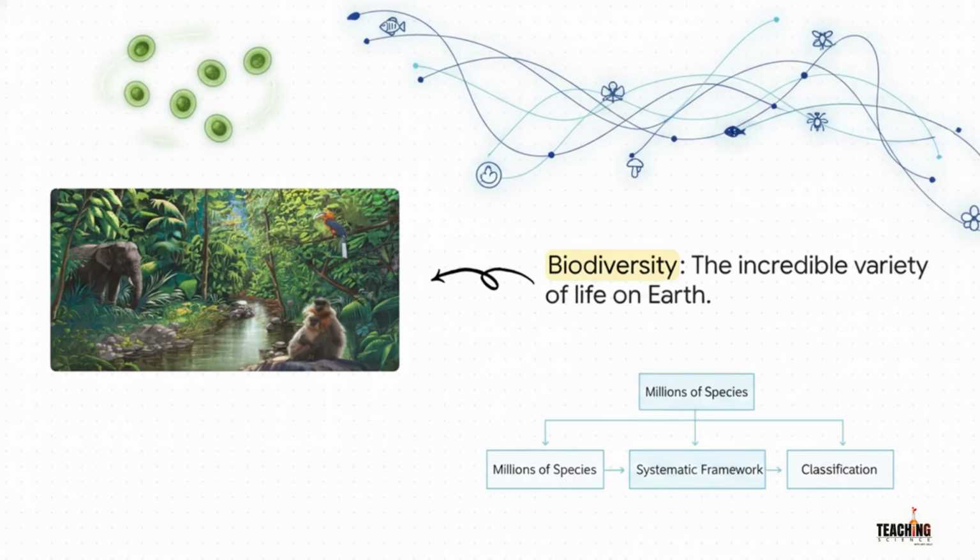This immense, mind-boggling variety is what we call biodiversity. And every single organism plays a very specific role in keeping nature stable. But to study such a massive, delicate web of millions of species, scientists really need a systematic framework. We have to group them based on their similarities and differences so we can figure out their evolutionary relationships. This whole scientific grouping process is what we call classification.